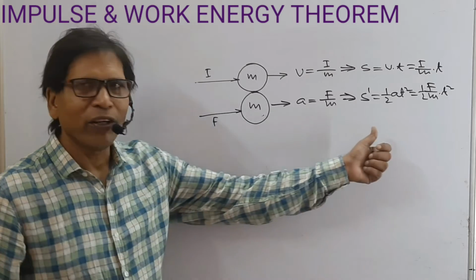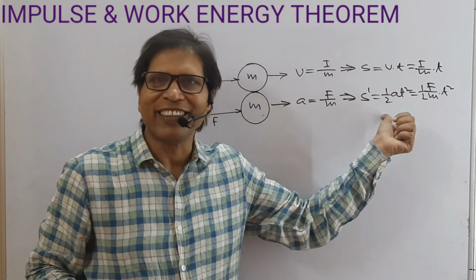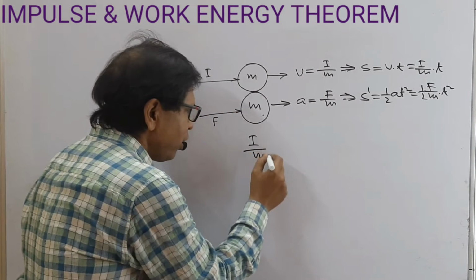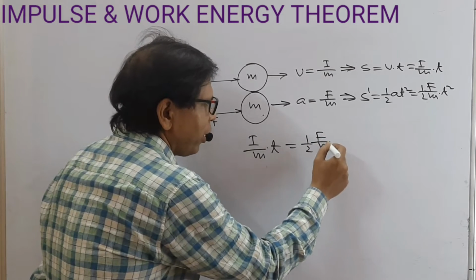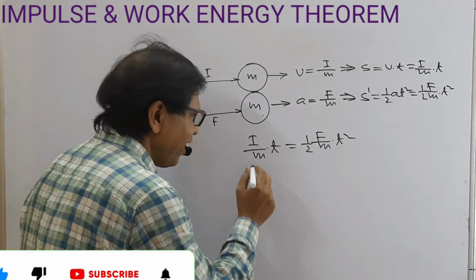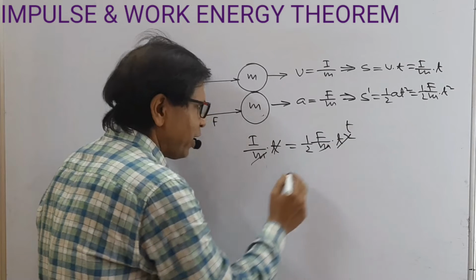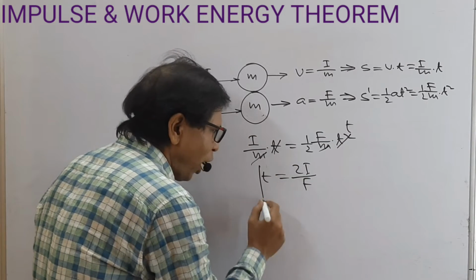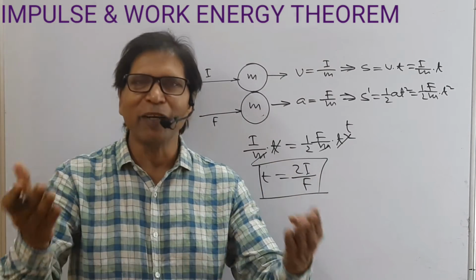Now when they meet again, s equals s dash. Here I by m into t equals half F by m into t square. So look at this, here the common terms cancel out, and t equals 2I by F. So after time t equals 2I by F, they meet again.